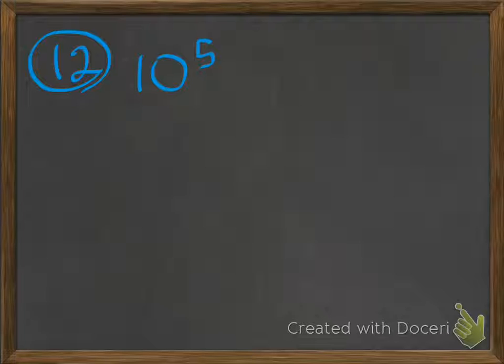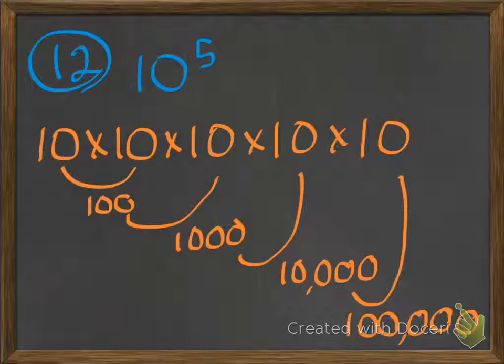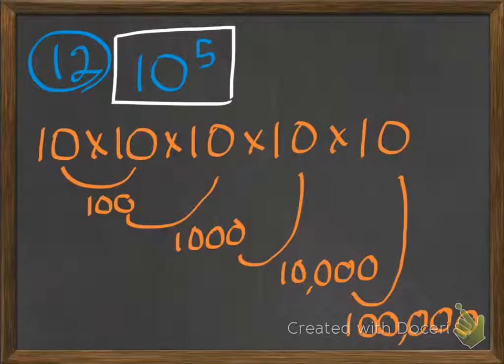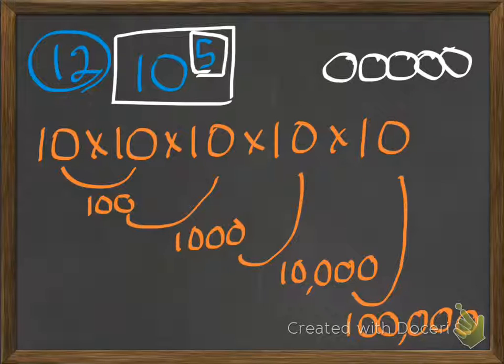Number 12, 10 to the 5th power. Okay, so I multiplied 10 times 10 times 10 times 10 times 10, and 10 times 10 is 100, 100 times 10 is 1,000, 1,000 times 10 is 10,000, and 10,000 times 10 is 100,000. And I want to show you something neat about tens. When you do tens in exponential notation, whatever the exponent is, that's how many zeros there are. So if I have 10 to the 5th power, that means there's going to be 5 zeros. 1, 2, 3, 4, 5, and then I put the number 1 in front of it.